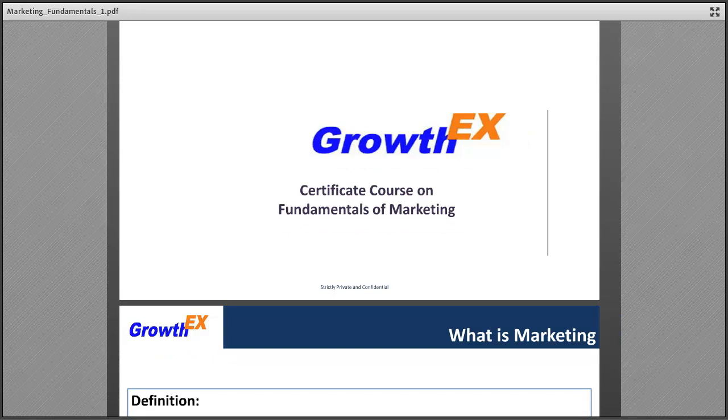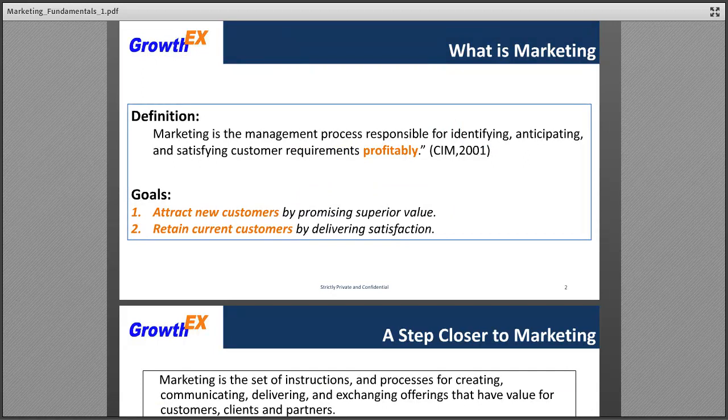So let us begin by understanding what is marketing. There are multiple definitions of marketing floating across the internet, the books, B-schools, training organizations. But if I take out a gist of all of them, then I can put it in a very simple one statement. And this statement was even given by CIM in 2001. And it says, marketing is the management process responsible for identifying, anticipating, and satisfying customer requirements profitably.